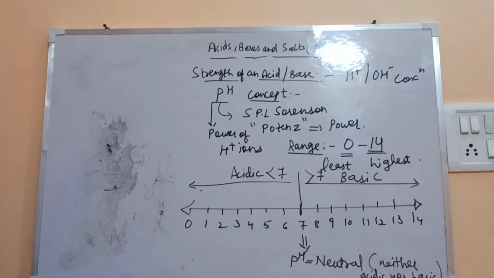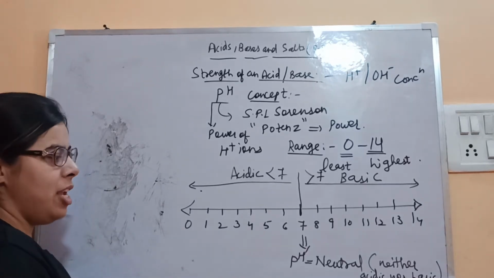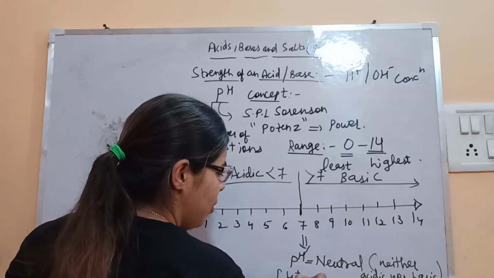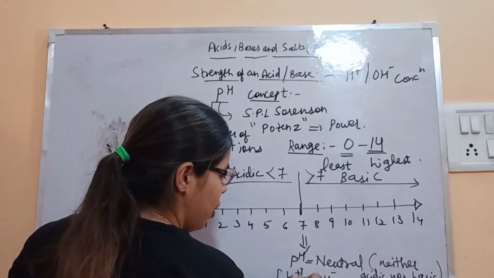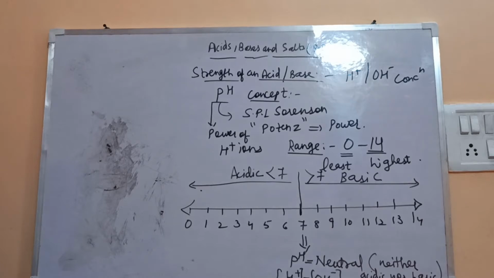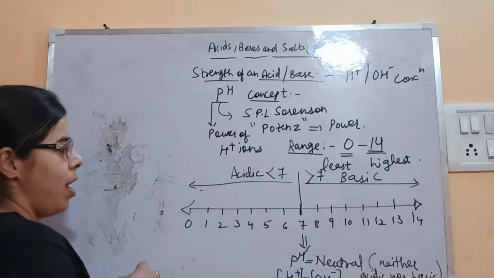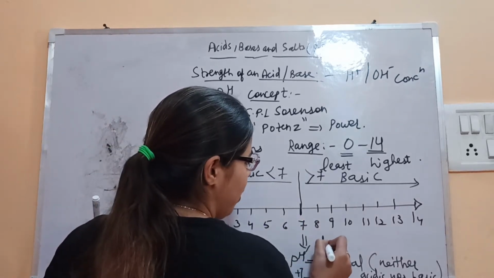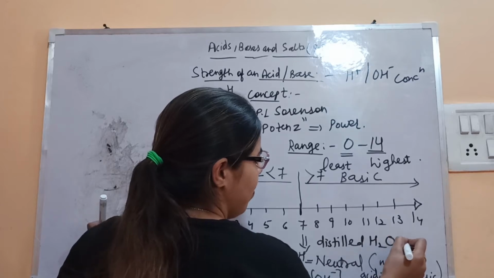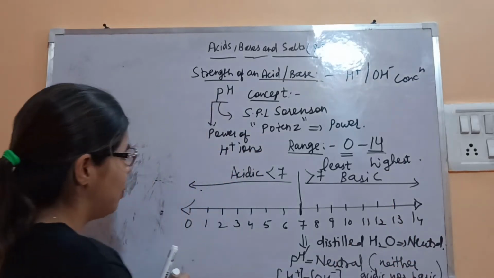Power of H plus. It means here H plus and OH minus ion both are equal. That's why they are neither acidic nor basic. It means H plus is equal to OH minus ion in the solution. They both are equal. That's why pH is 7, which is neutral. Like water is neutral. Which water? Distilled water. Distilled water is neutral, having pH equal to 7. This we will do in practical also.